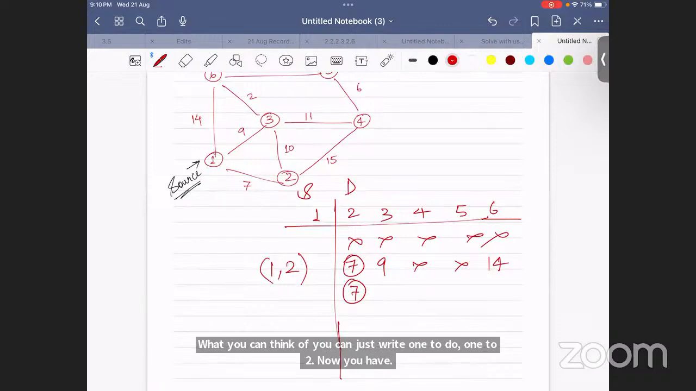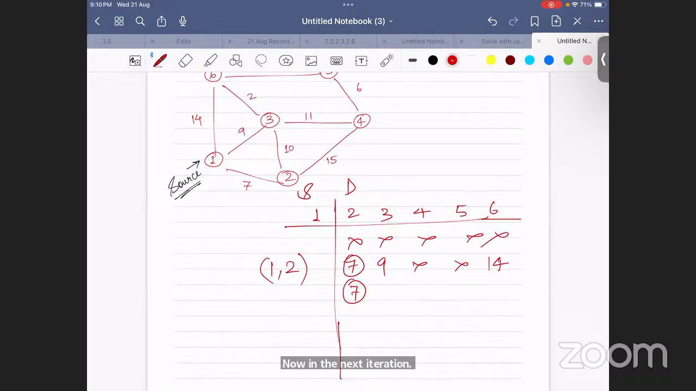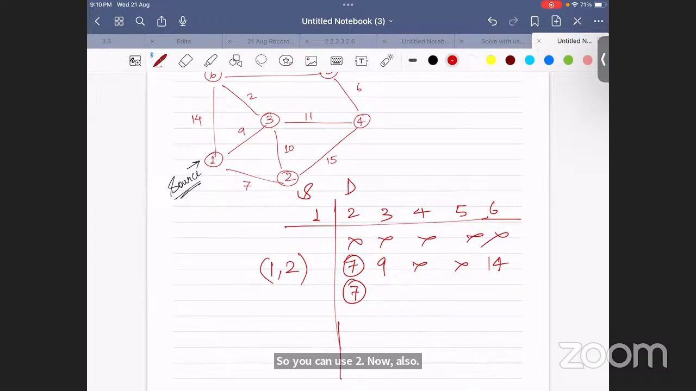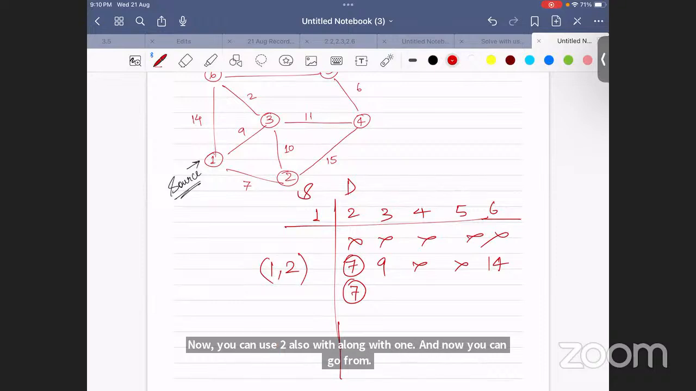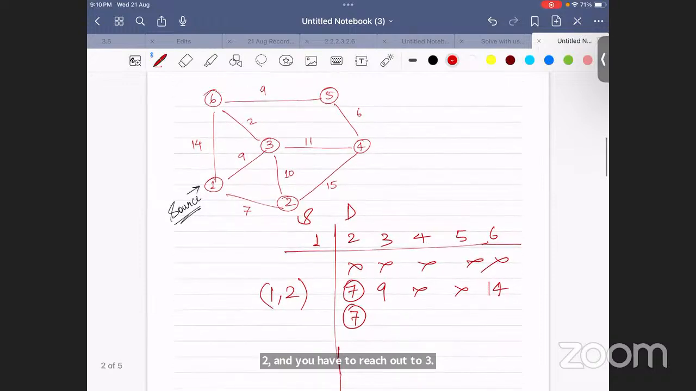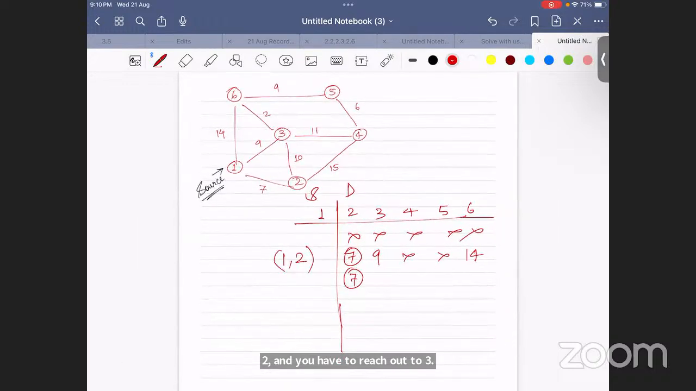Now in the next iteration, if you have to go anywhere else, you can use 2 also. If you are going from 1, because your source was 1, you can now use 2 also, along with 1, and go using 1, 2 to 3, 4, 5, 6. Can you tell me the minimum weight if you are using 1, 2 and you have to reach 3? What can be the minimum weight? 9. 9 only, and that is the direct one, correct? Because 1 to 3 via 2 will be 17, but 9 is better, right?